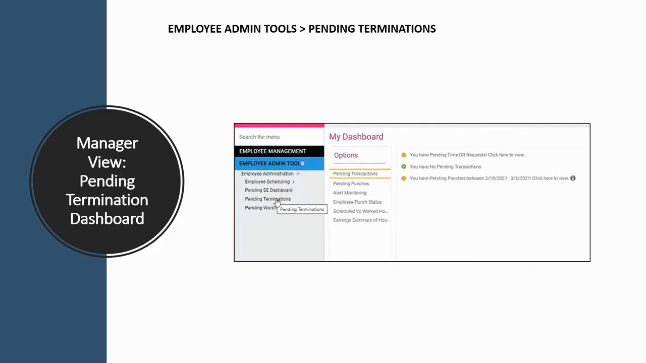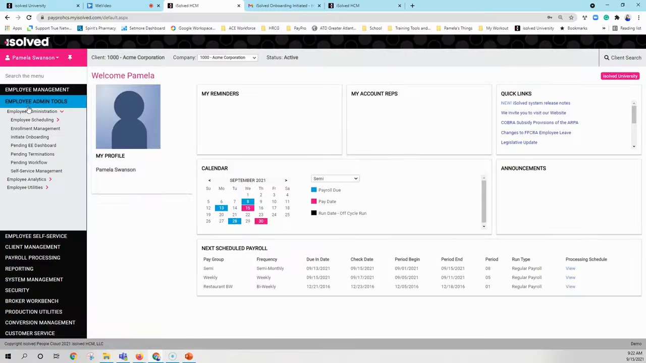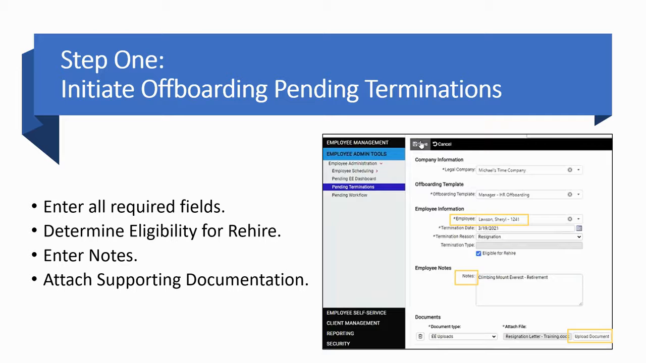When you log into your iSolved HCM, you will navigate to Employee Admin Tools, Employee Administration, Pending Terminations. The assigned manager sees only those employees who report directly to them. And this is what your page will look like.